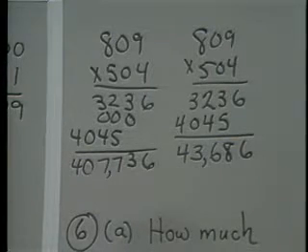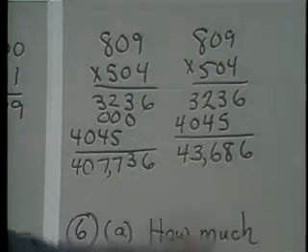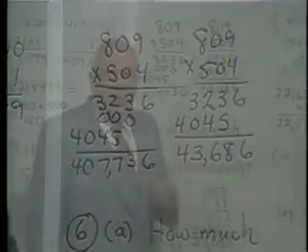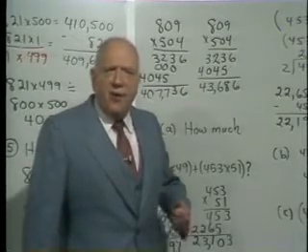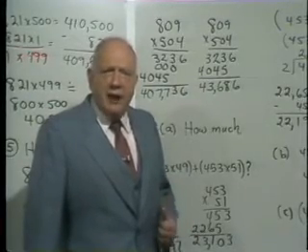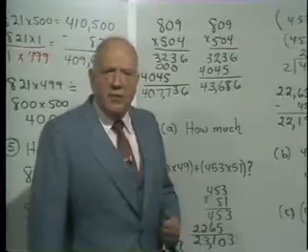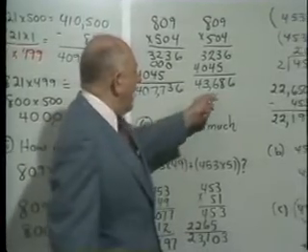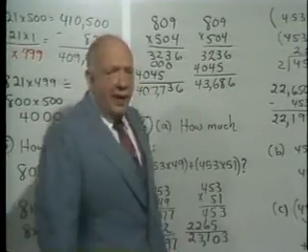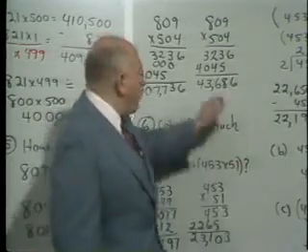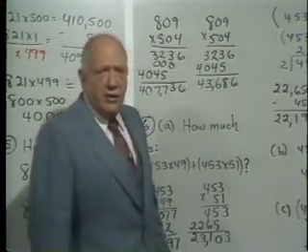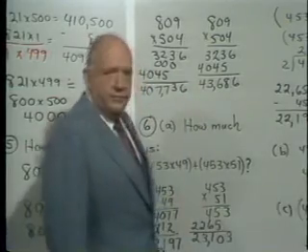Well, let me show you, after you do the problem this way, if you have any number sense at all, why you have to know this is the wrong answer. We just figured out before we started this problem that the correct answer has to be a little bit more than 400,000. Now, no matter what the right answer is, 43,686 is not a little bit more than 400,000. It's way less than 400,000. So this must be the wrong answer.